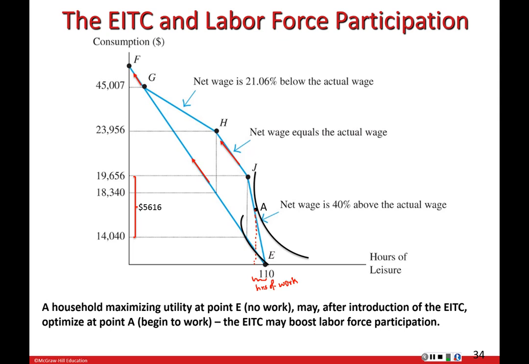So it says here at the bottom, the household maximizing utility at point E, no work, may, after introduction of the EITC, optimize at point A, meaning begin to work. So the EITC may boost labor force participation.